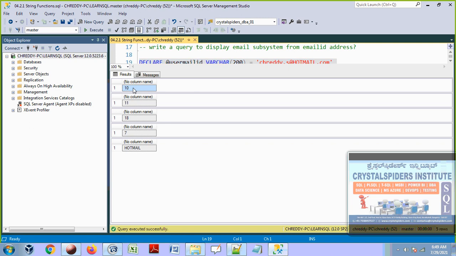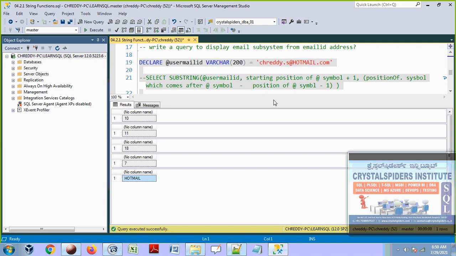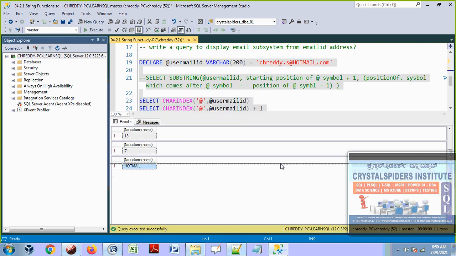You see that this 10 represents the position of @ symbol. This 11 represents the next position after @ symbol. And this 18 represents the position of the dot symbol, the dot which comes after @ symbol. And this 7 represents how many characters are there between 10 and 18, excluding 10 and 18. That means 11 to 17. From the 11th position to the 17th position, total 7 characters are there. So the last select statement gives the output Hotmail, because it displays the substring between @ and the dot symbol.